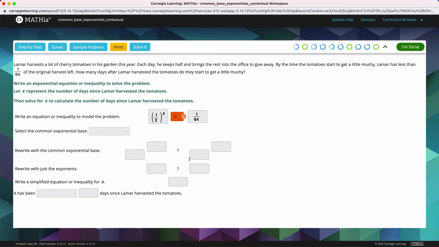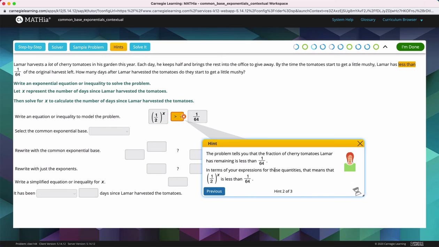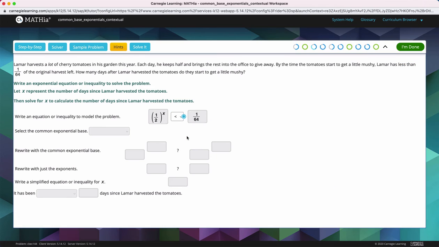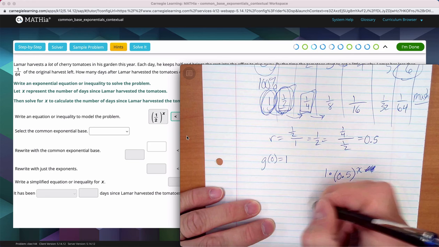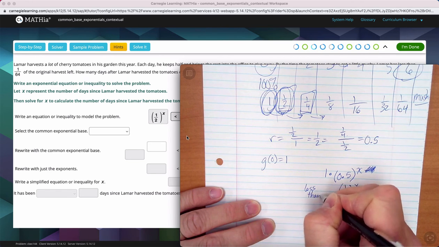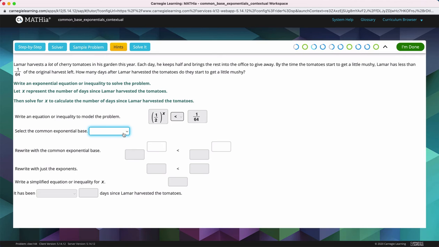So I'm going to choose this symbol, now I'm just guessing. Did not like it. It means that it's less than. The problem tells you that the fraction of cherry tomatoes Lamar has remaining is less than 1/64. By the time the tomatoes start to get a little mushy, Lamar has less than. Read the problem. Okay, so I'm going to go back up here and choose the less than sign, and make a note in my notes that it's this symbol because of less than.